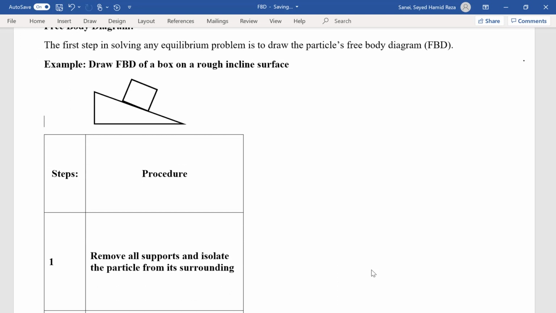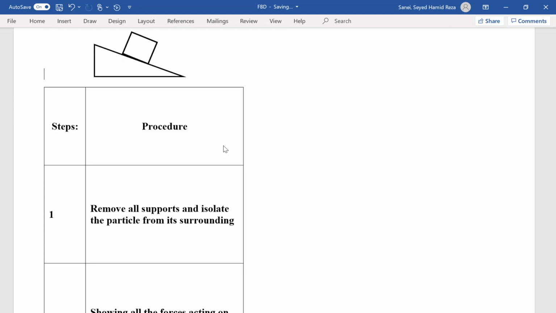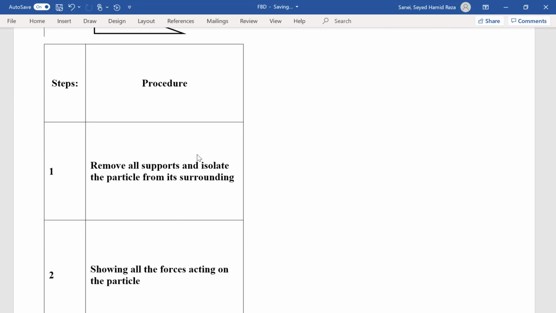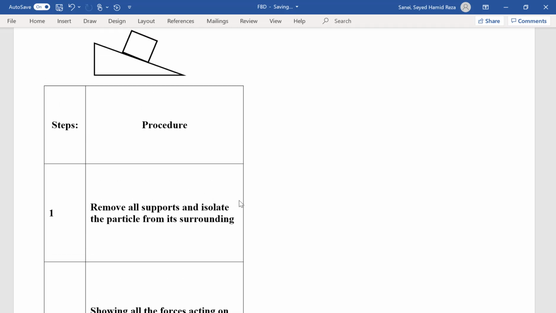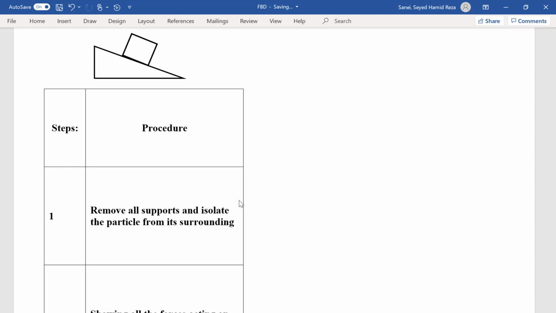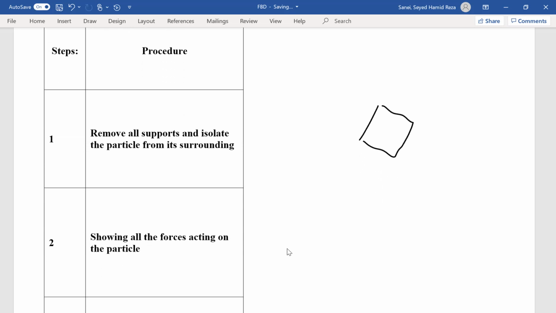In this example, we are going to draw a free body diagram of a box on a rough inclined surface. Whenever we use the term rough, that means that we have friction. If we use the word smooth, that means that the friction can be neglected. The first step in drawing a free body diagram is to remove all supports and isolate the particle from its surrounding. For this case, removing the supports would be pretty easy. It's just the inclined surface, and we have isolated our particle from its surrounding.